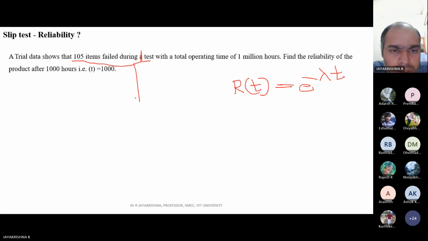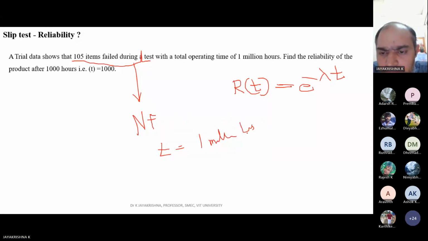NF, sir. Very good. With a total operating time T equal to 1 million hours. T is what? 1 million hours. Find the reliability of your product after 1000 hours. Okay, the total operating time is 1 million hours. That means the duration of the test is 1 million hours, but we can't do that many hours.